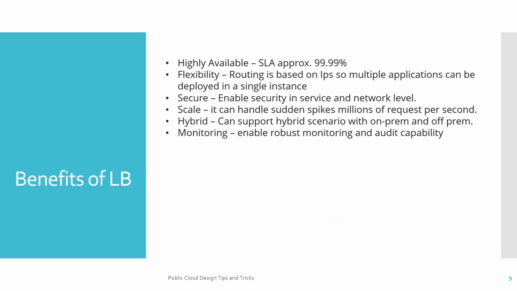Now, what are the benefits of load balancing? The load balancer is highly available. SLA is approximately 99.99%. For flexibility, routing is based on IPs, so multiple applications can be deployed in a single instance. Secure in nature, it enables security at service and network level. It can scale up to different levels based on millions of requests, and it can also support hybrid scenarios with on-prem and off-prem capability. Monitoring enables a robust monitoring and audit capability. So these are the benefits of the AWS load balancer.